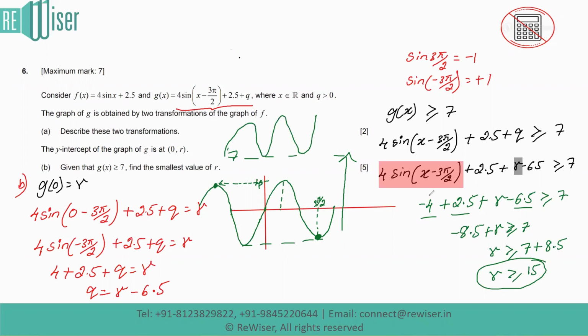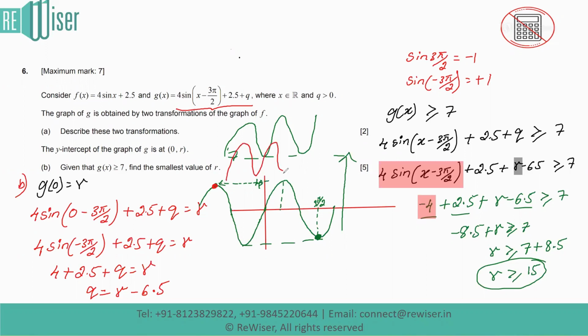So that is the reason we are taking the minimum point. The minimum point must be shifted above 7 because the entire graph must be above 7. If I take positive 4 here, I would get the r value as 0.5. That means I would be shifting only this maximum point above 7. So then the graph would still be something like this.